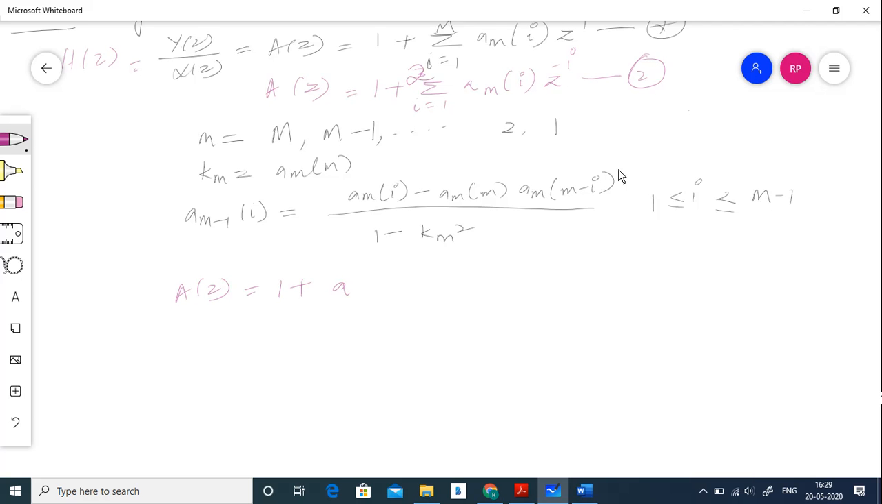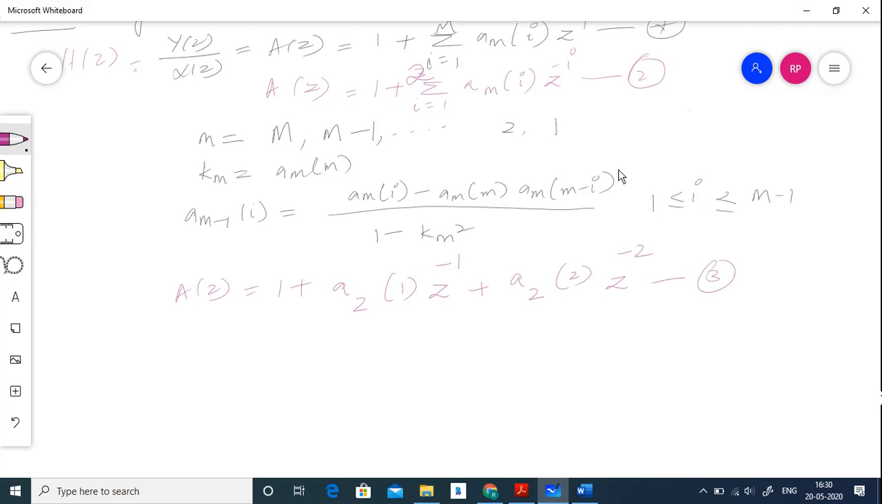If you substitute that here, you will get a2 of, what is the first value of i? The first value of i is 1, z power minus 1, plus the next term. m will remain the same, m is fixed, a2, and the next value of i is 2, z power minus 2. So you will get a2 of 2 into z power minus 2. I call this equation number 3.